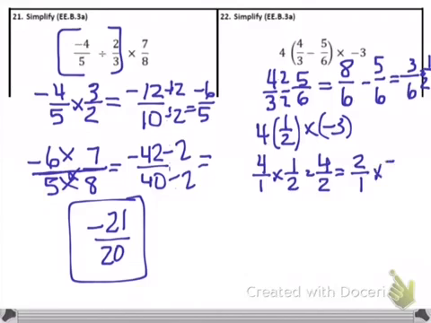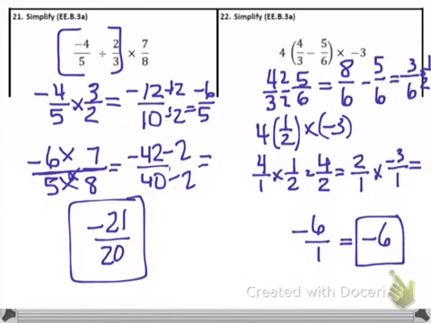Now I'm going to multiply that by the negative 3. And I'm just going to put that in fraction form since I have the fraction here. You could go ahead and change the 2 to a whole number if you'd like. So 2 times negative 3 is negative 6. Denominator stays 1, and so that would just equal whole number negative 6.